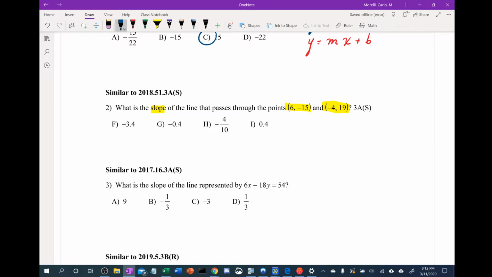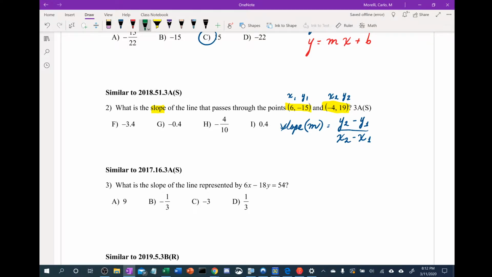So there is this formula that says that the slope of a line, which we call m, is equal to y2 minus y1. In other words, the difference in the y coordinates over x2 minus x1, or the difference in the x coordinates. In other words, the change in y over the change in x. So the next step would be to label our coordinates x1, y1, x2, y2, and then just plug them into this formula.